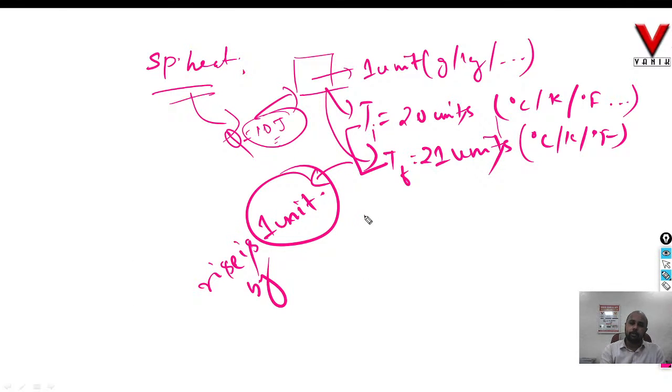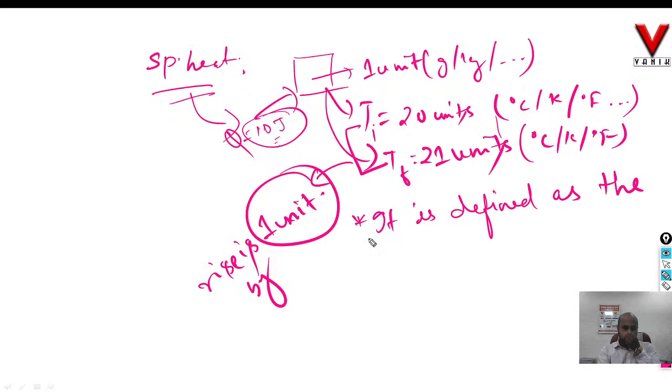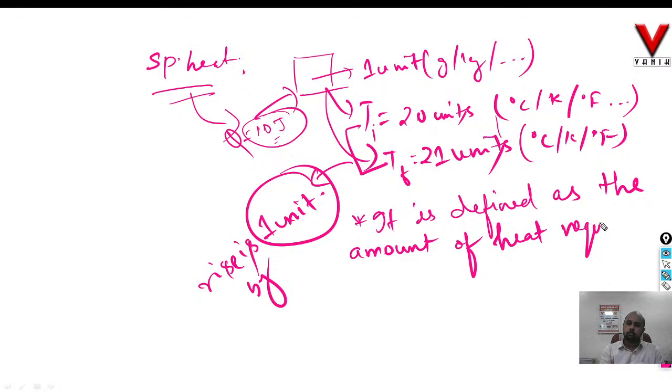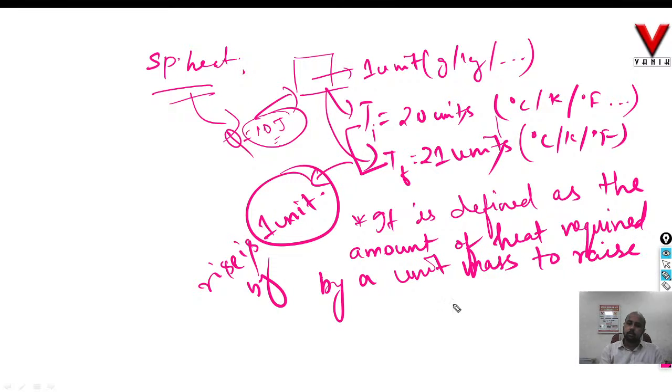Let me write down its formal definition. It is defined as the amount of heat required by a unit mass to raise its temperature by 1 unit. Okay, I hope it is clear to you all.